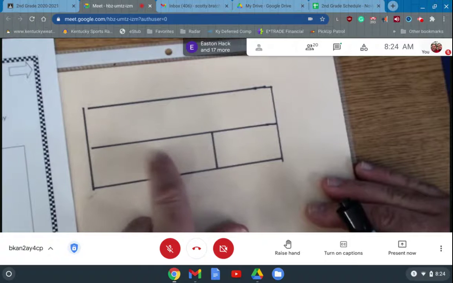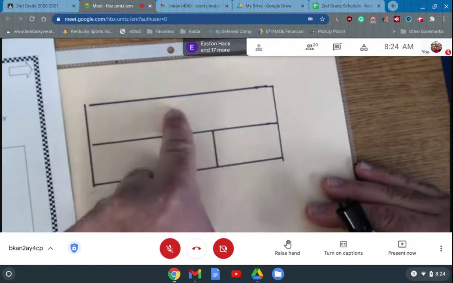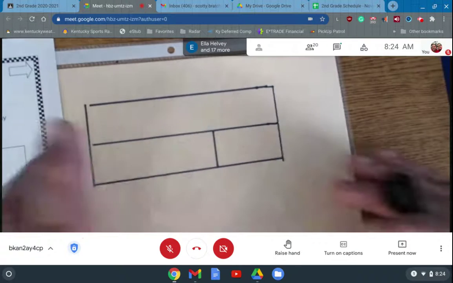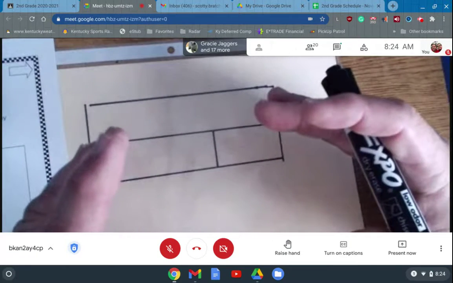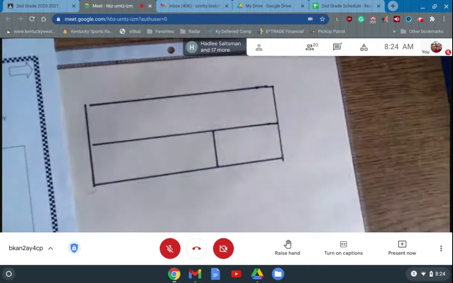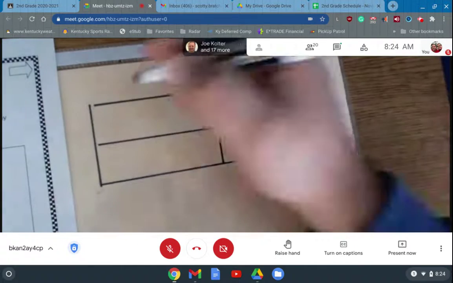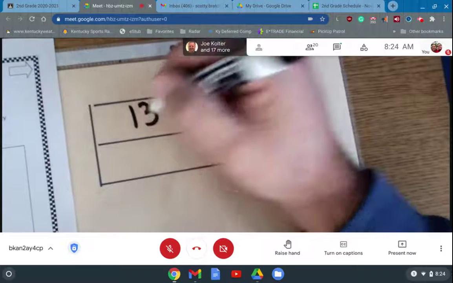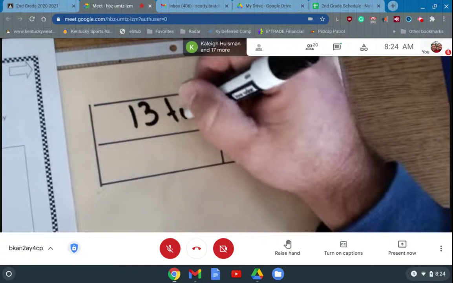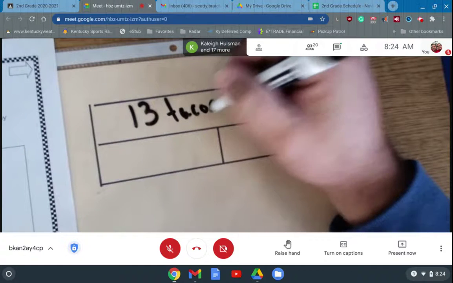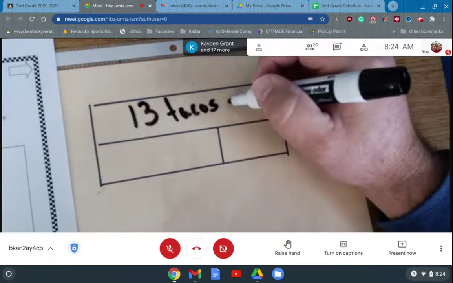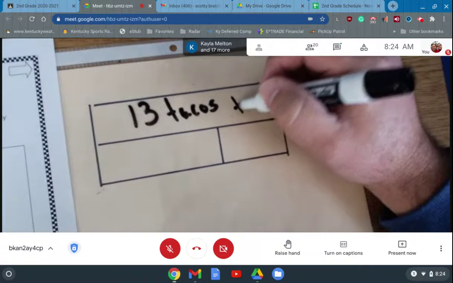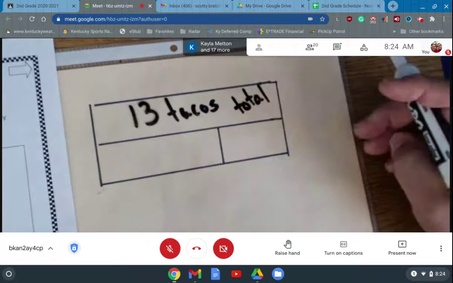This is for one of the parts. This is a part. This is the total, or the whole. 13 is what he started with, so that's the whole. That's the total that he started with, okay? So I have to put 13 up here at the top. 13, and I'm going to label it as tacos. All right. And I'm just going to make a note to myself here that this is the total. It's the total tacos. Okay.